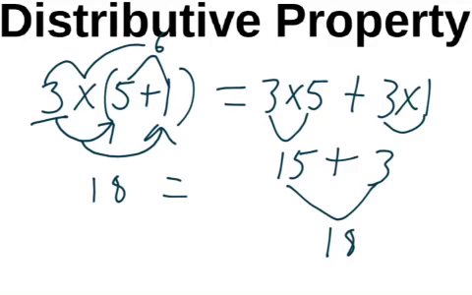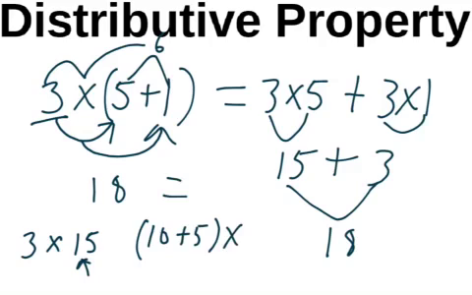Now this comes in handy when you have big numbers. For instance, let's say I had 3 times 15, and I wanted to use the distributive property, and I didn't know the answer. I could break apart this 15. I know that 15 is the same as 10 plus 5. Now if I wanted to multiply that by 3, I can put those in parentheses, do the times 3.